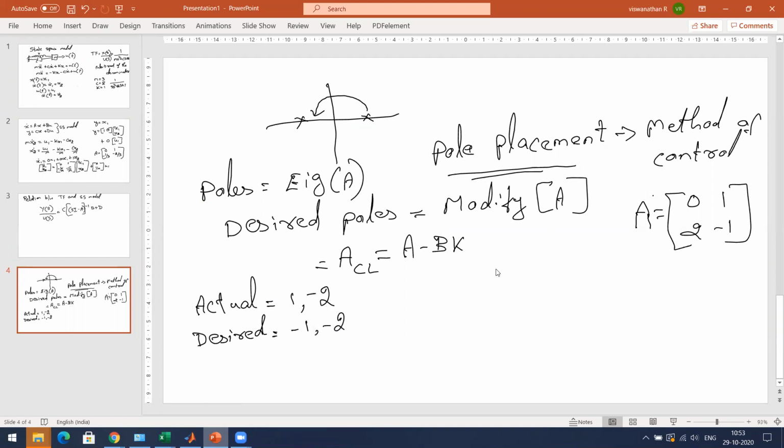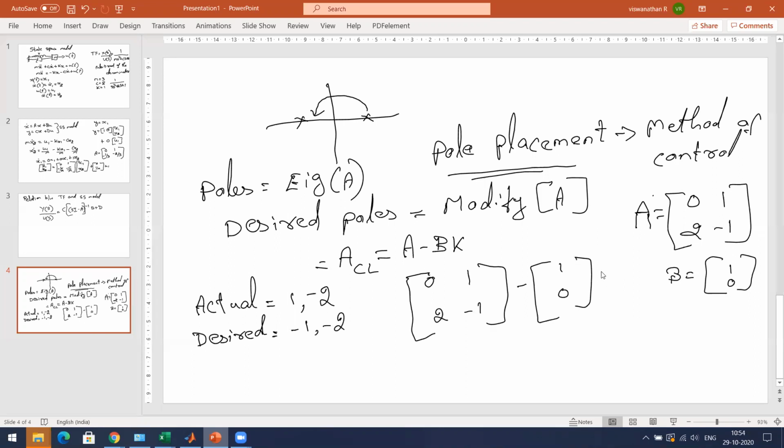Now I use this formula. A is nothing but 0 1 2 minus 1, minus B. B is given in this problem as, say, 1 and 0. I'm just defining B. So A is equal to this, and B is 1 and 0.